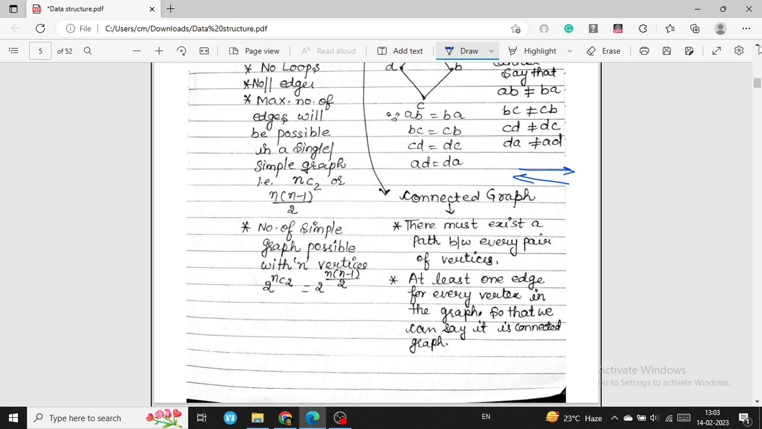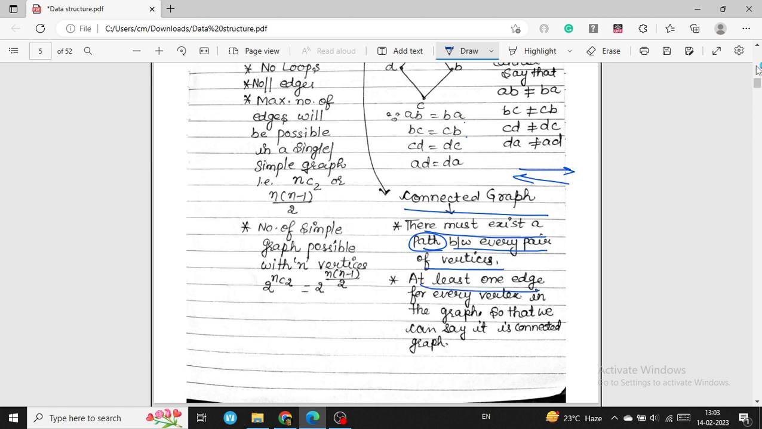And in an undirected graph, AB is equal to BA, BC is equal to CB, CD is equal to DC, AD is equal to DA. Now next is a connected graph. What is a connected graph? A connected graph means there must exist a path between every pair of vertices. That is a connected graph.